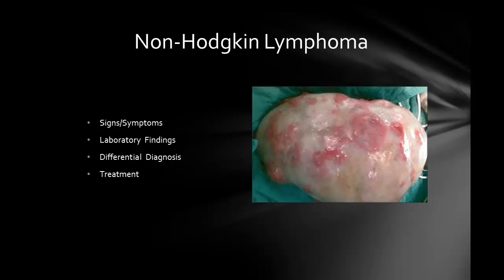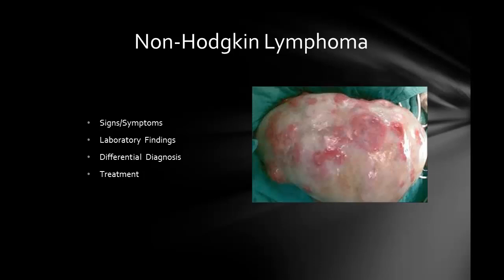So let's delve a little deeper into non-Hodgkin lymphoma. Again, we're going to talk about the signs and symptoms, laboratory findings, differential diagnosis, and treatments. When looking at the signs and symptoms, this is the patient that will present with a painless lymphadenopathy that may be isolated or even widespread. It can occur both centrally and peripherally. They may also present with fever, night sweats, and weight loss greater than 10% of the prior body weight.